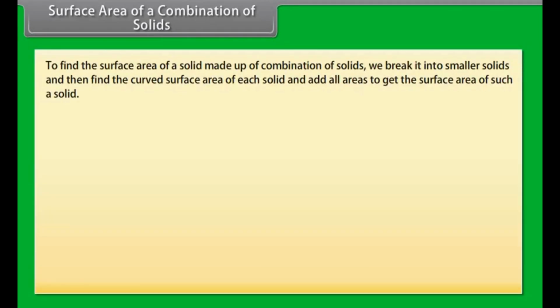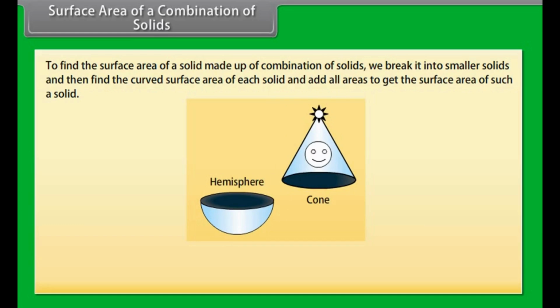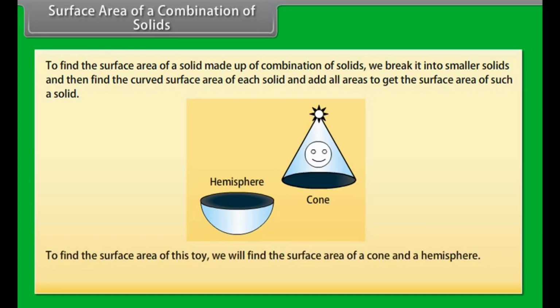Surface area of a combination of solids. To find the surface area of a solid made up of combination of solids, we break it into smaller solids and then find the curved surface area of each solid and add all areas to get the surface area of such a solid. For example, look at this toy. This toy is a combination of a cone and a hemisphere. To find the surface area of this toy, we will find the surface area of a cone and a hemisphere. Or we can say that the total surface area of the toy will be equal to the curved surface area of hemisphere plus curved surface area of the cone.